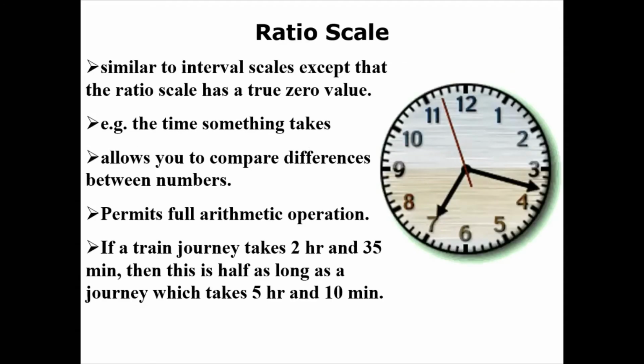And the next type is ratio scale. That is the last type of scale, ratio scale. Ratio scale is similar to interval scale, except that ratio scale has a true zero value. In interval scale, there is no meaning for 0. But in ratio scale type of data, there is a value for 0, or a meaning for 0.